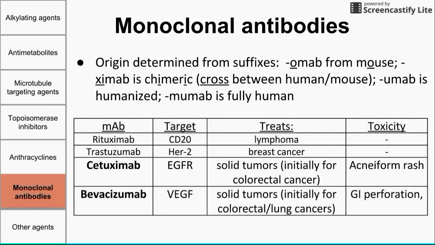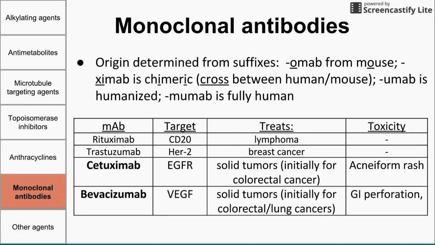We have a list of 4 important monoclonal antibodies that are probably worth knowing. Start with rituximab, very commonly used. It targets CD20, which is a receptor very common to B cells. It's used to treat lymphomas, or the abnormal proliferation of B cells that you often see in lymphomas. And we're not going to be discussing the toxicity for the first 2, but it targets CD20, used for lymphomas. There's another one used for breast cancer, targets HER2, also not as significant.